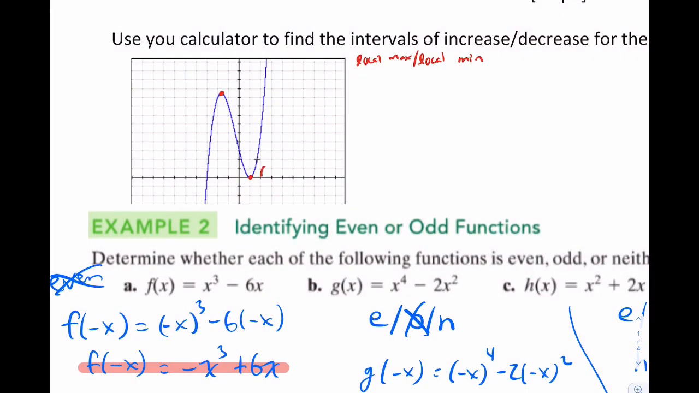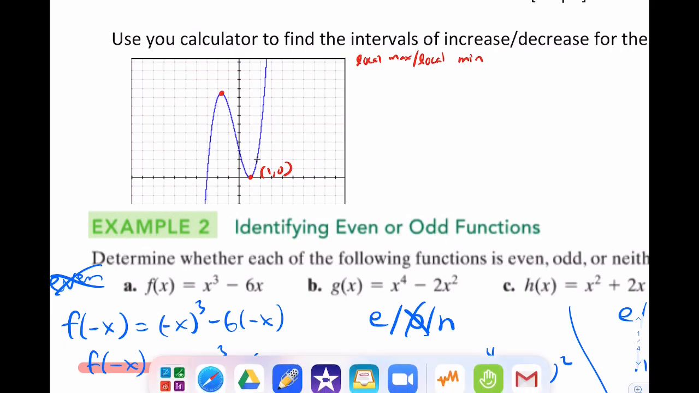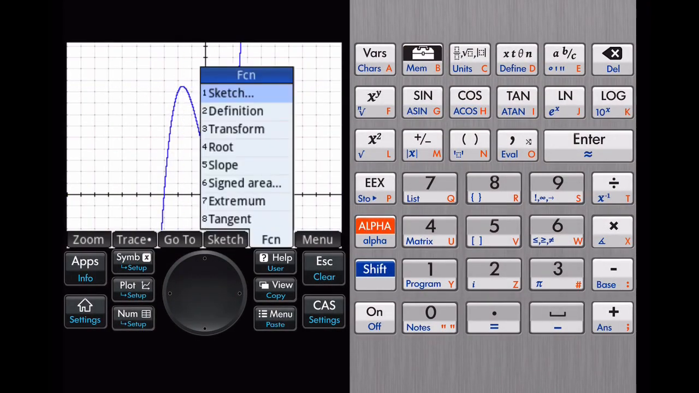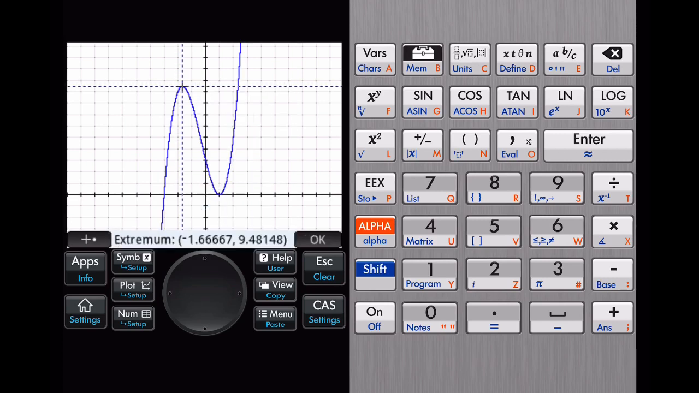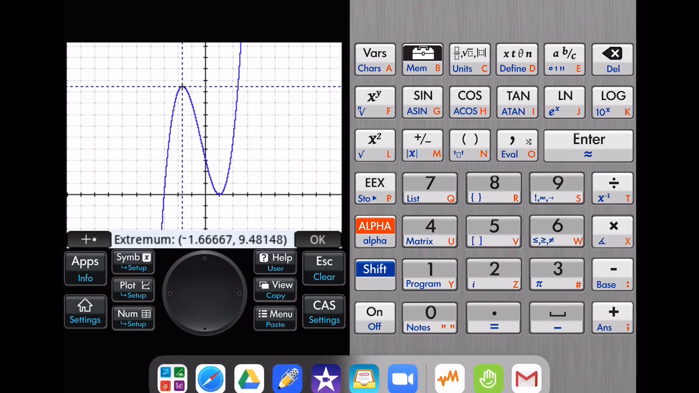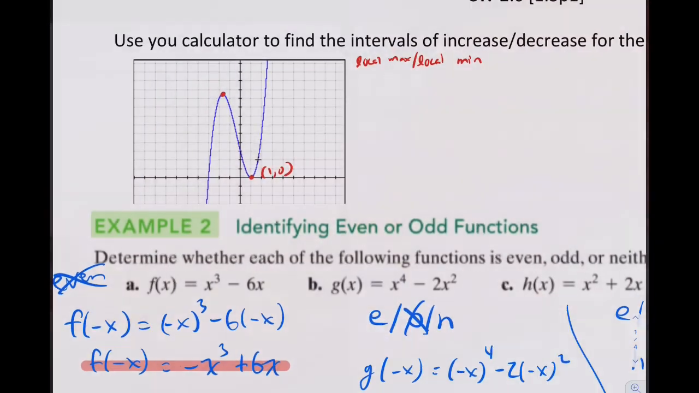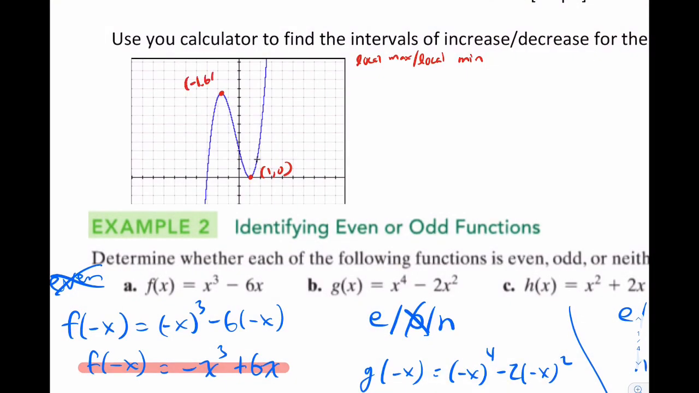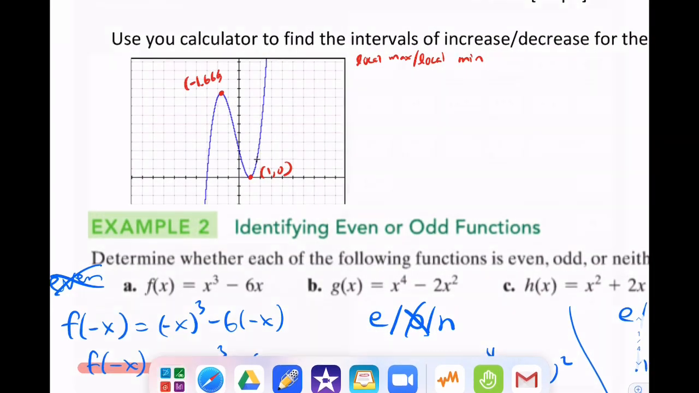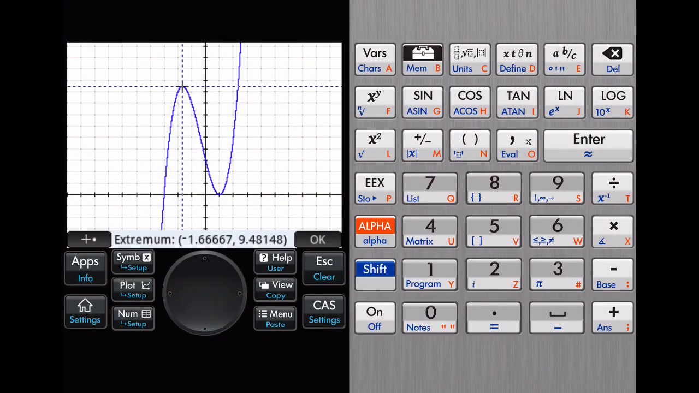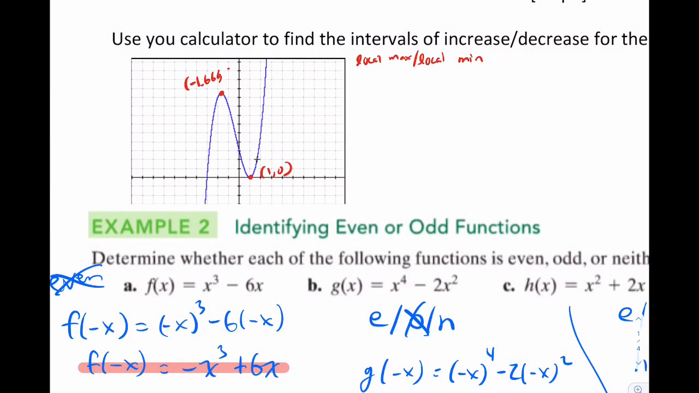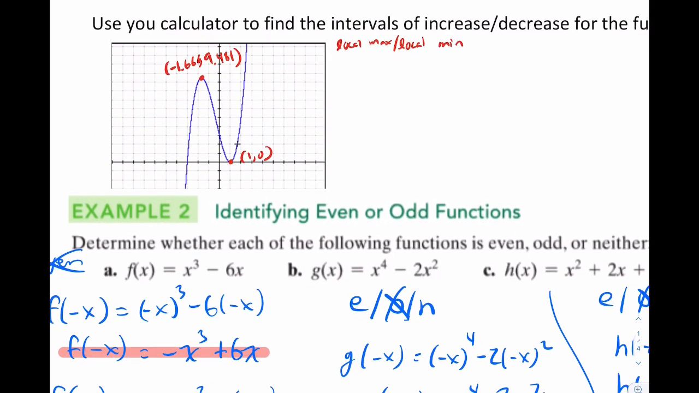So I'll label that 1, 0. Now I want the other one. Tap over here. That's negative 1.666, 9.481. So I'll write negative 1.66 and 9.481. And let's double check. Yep, 9.481. So now that we have that, we have everything we need.